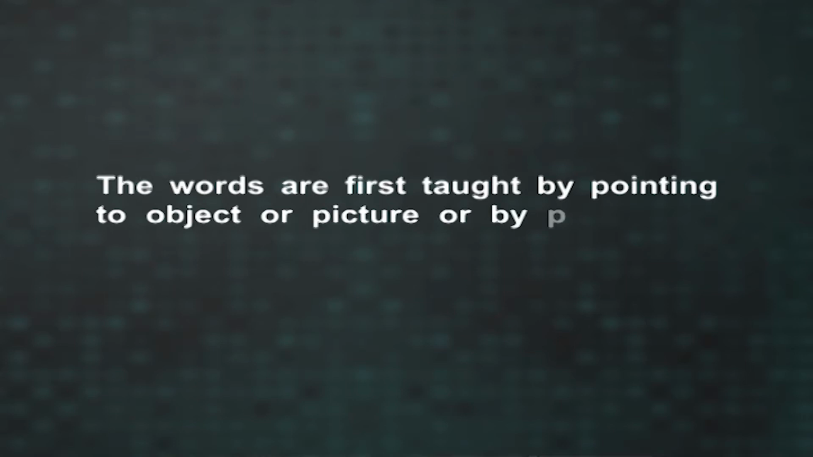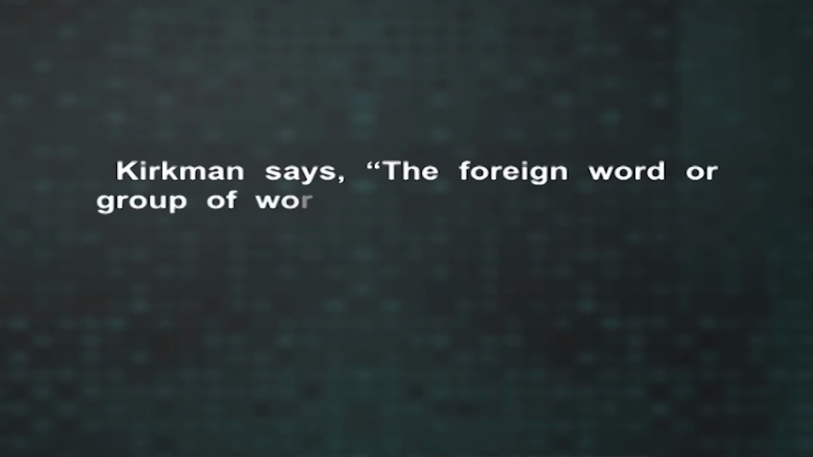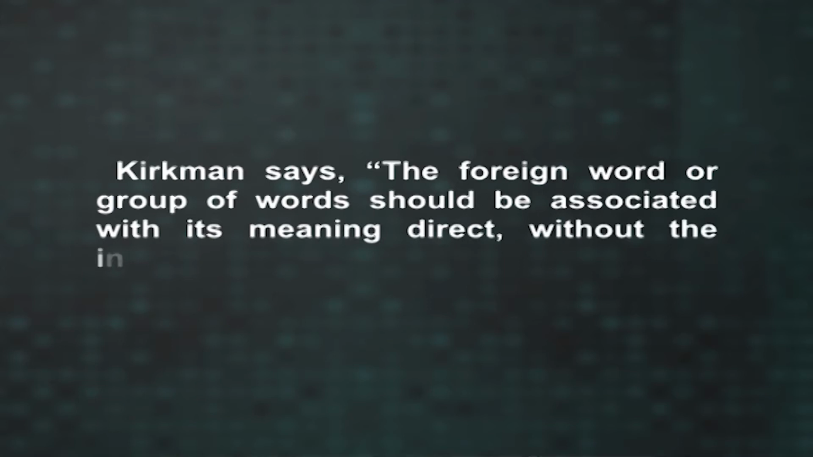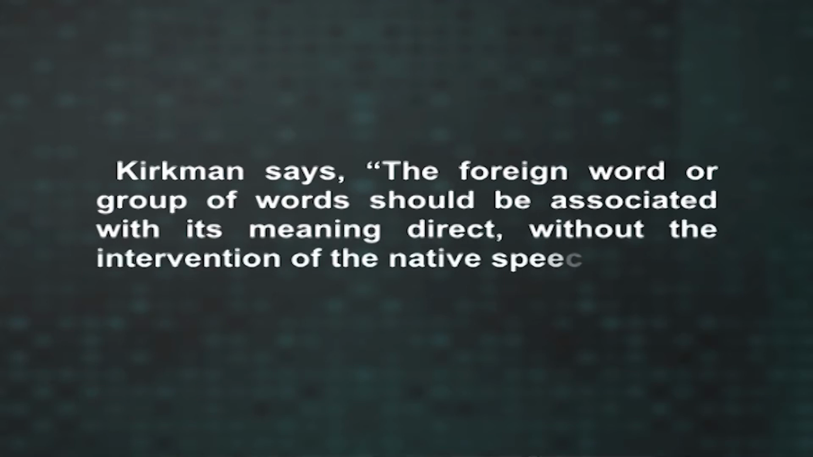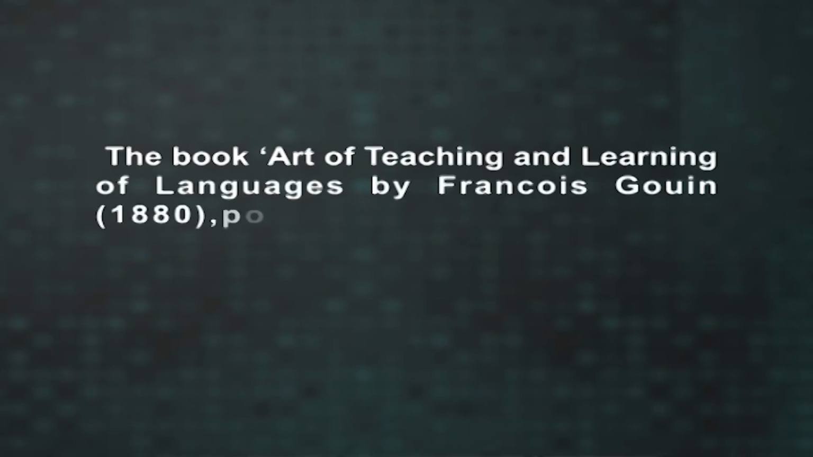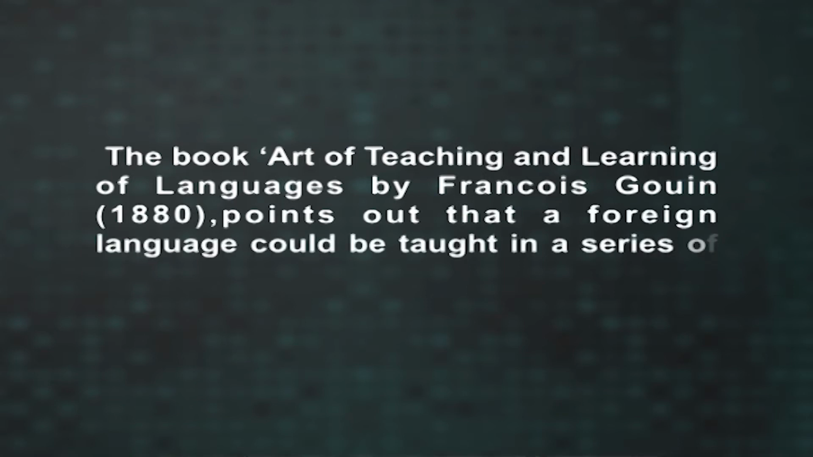The words are first taught by pointing to the object or picture or by performing actions. Kirkman says the foreign word or group of words should be associated with its meaning directly, without the intervention of the native speech. The book Art of Teaching and Learning of Languages by Franz Gouin, 1880, points out that a foreign language could be taught in a series of simple events.